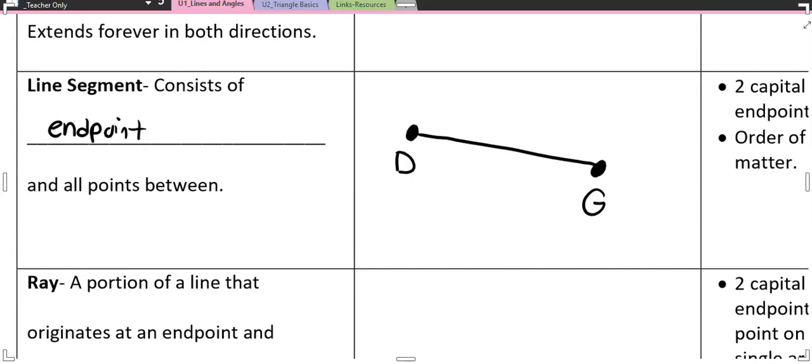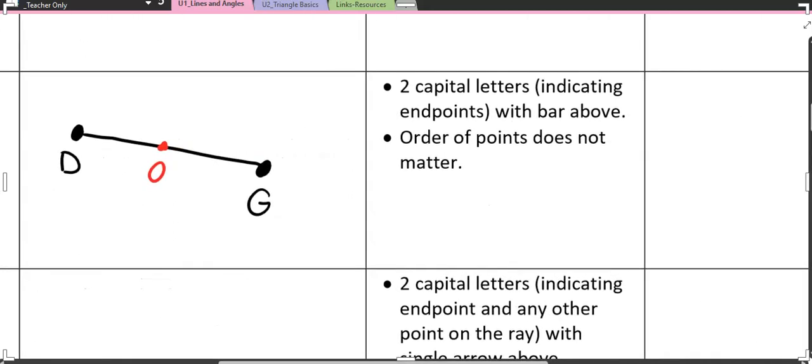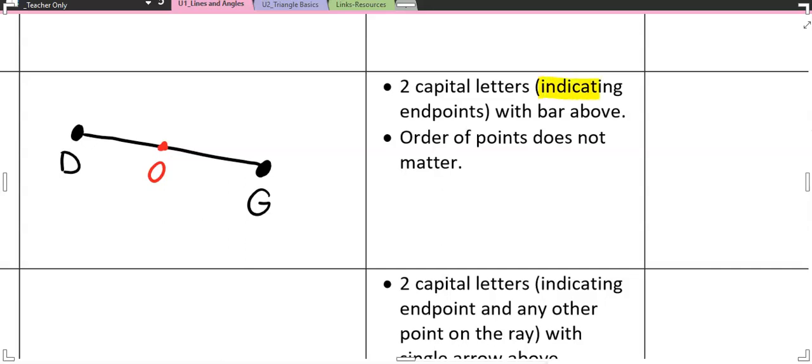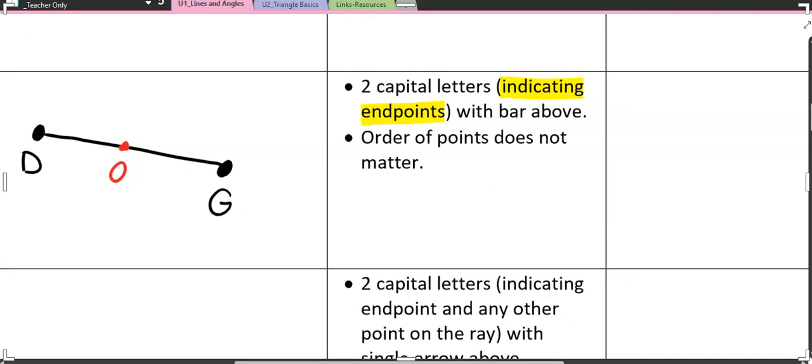Now there can be other points defined on it. There's no rules against that. So for example, I'll put one here called O. See what I did there? Cat and dog. When we label it, this is where we have to be very careful. We have to use 2 capital letters, and we must, in this case, indicate the endpoints. That's super, super important versus a line where you can pick any 2 points you want. The order of the points does not matter.